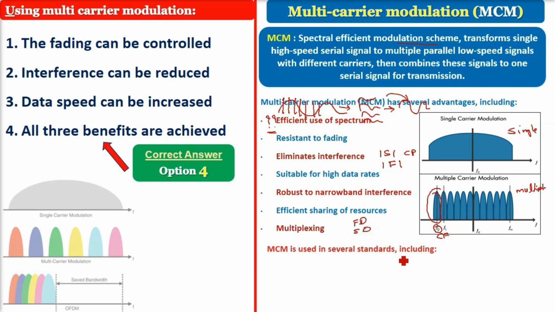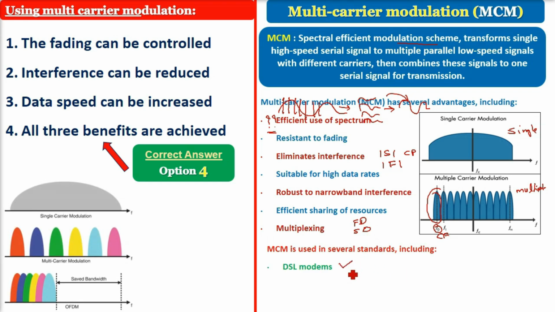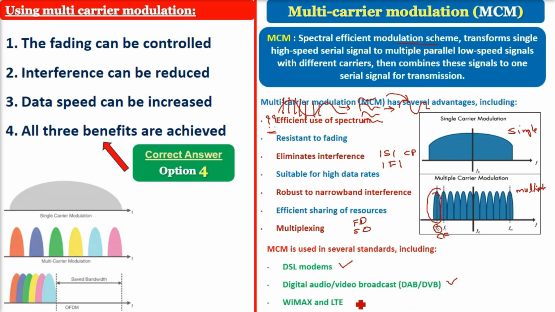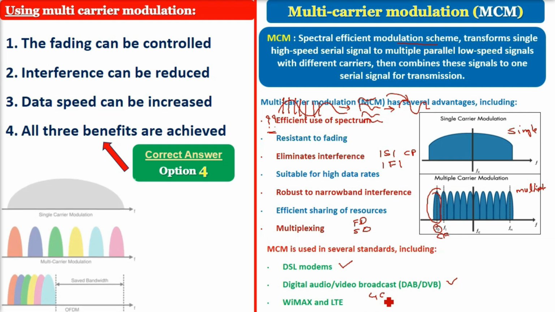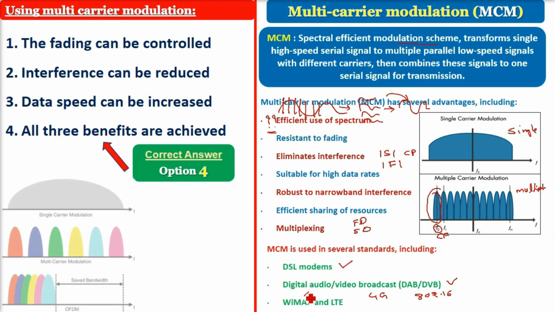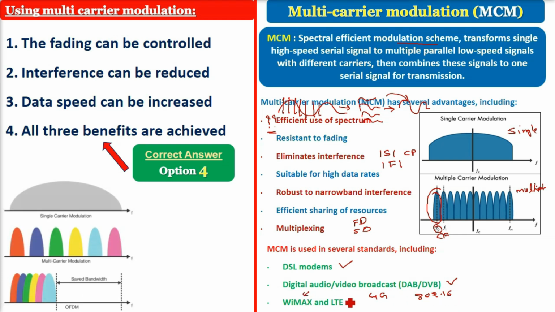MCM is used in several standards. That's why it's so important. For example, in DSL modems and digital video broadcast, DAB and DVB. Then we have WiMAX and LTE, 4th generation wireless networks. For example, IEEE 802.16, worldwide interoperability for microwave access, WiMAX, and the long-term evolution, LTE, also.